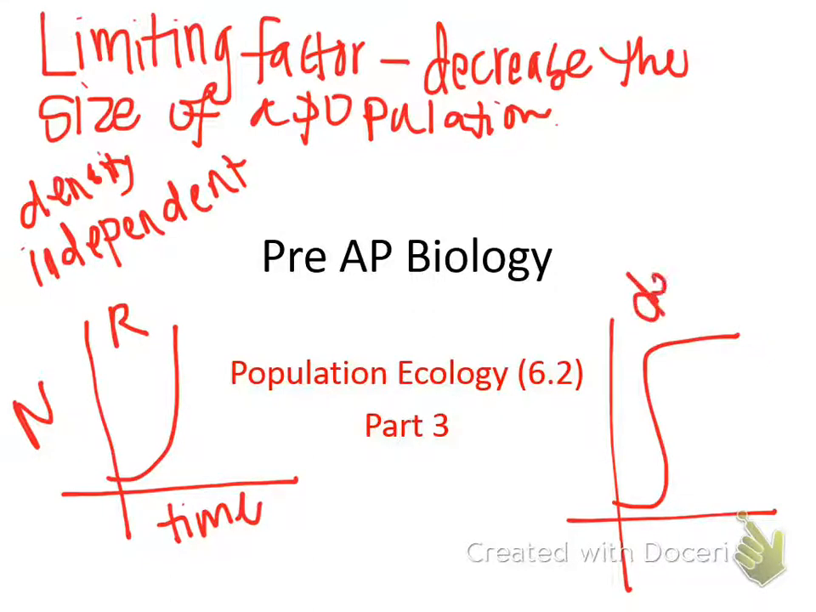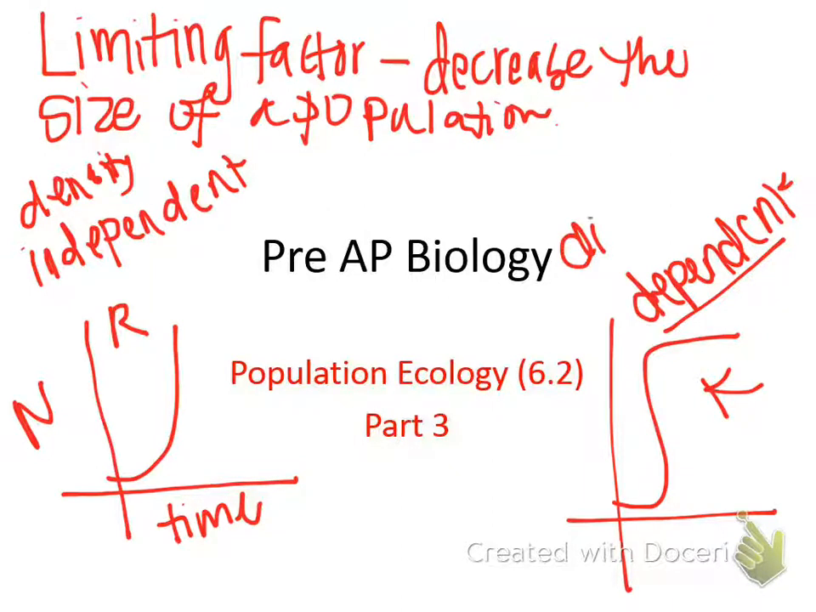Density dependent for the K strategist is going to be when there's competition for food, shelter, water, disease. You want to write some of these examples down. So density dependent is competition for food, but you also want to know disease, because the more people there are, the more the disease there are. And so make sure you understand those two things, density dependent and density independent.